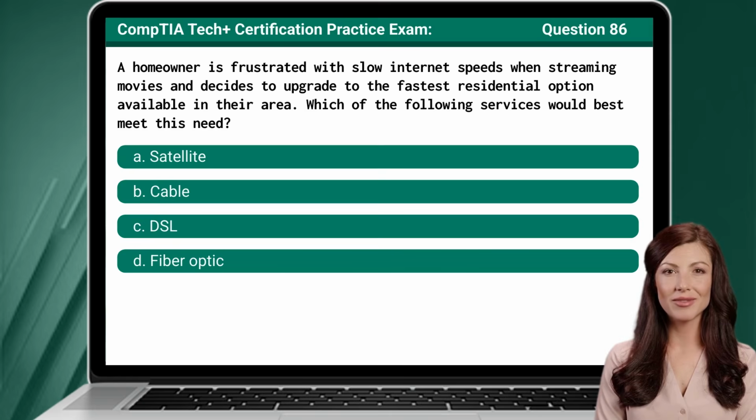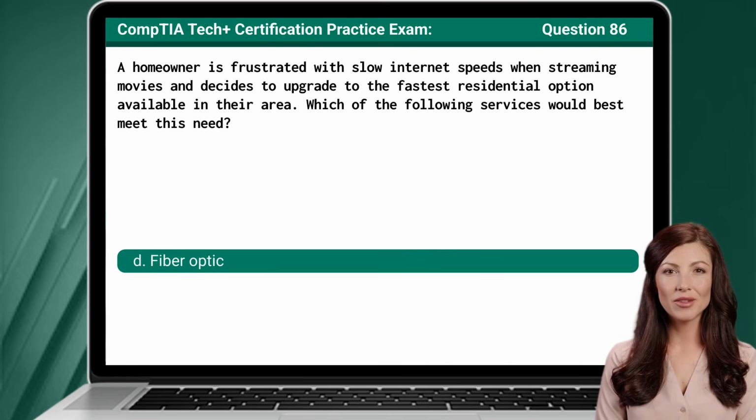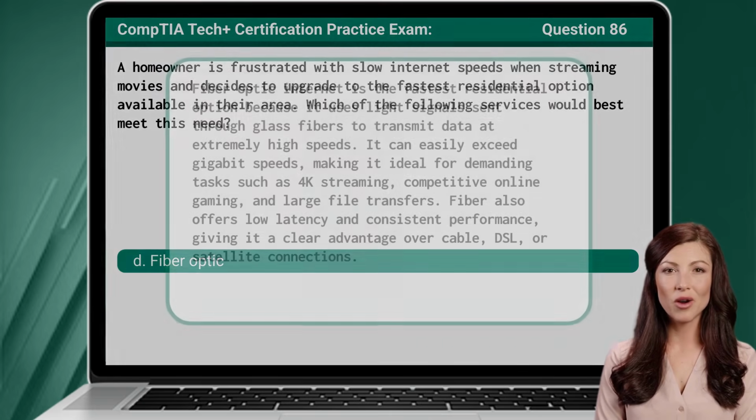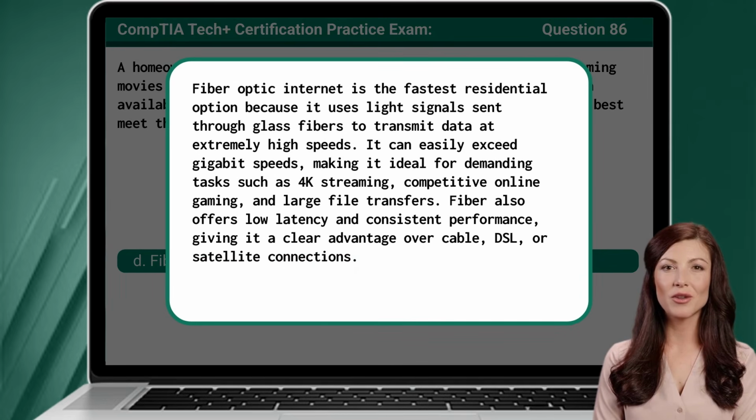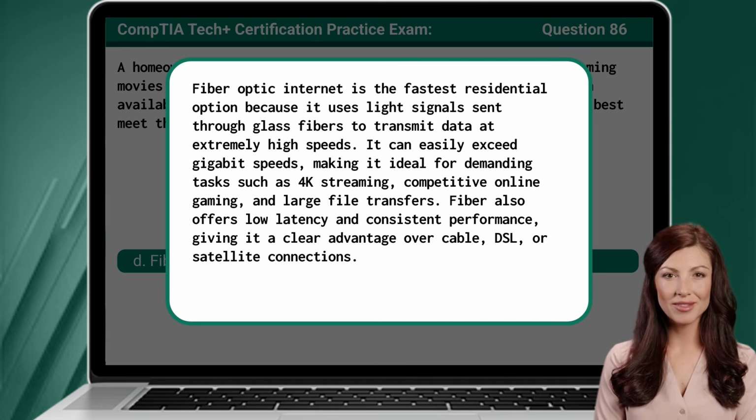The answer is D. Fiber optic. Fiber optic internet is the fastest residential option because it uses light signals sent through glass fibers to transmit data at extremely high speeds. It can easily exceed gigabit speeds, making it ideal for demanding tasks such as 4K streaming, competitive online gaming, and large file transfers. Fiber also offers low latency and consistent performance, giving it a clear advantage over cable, DSL, or satellite connections.